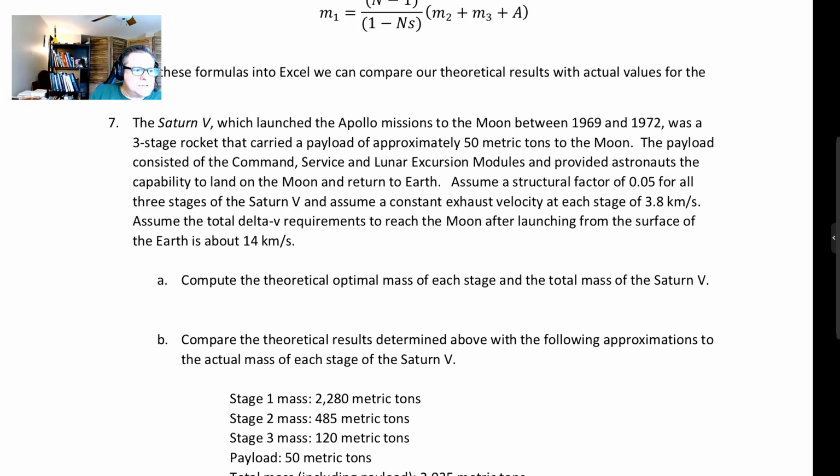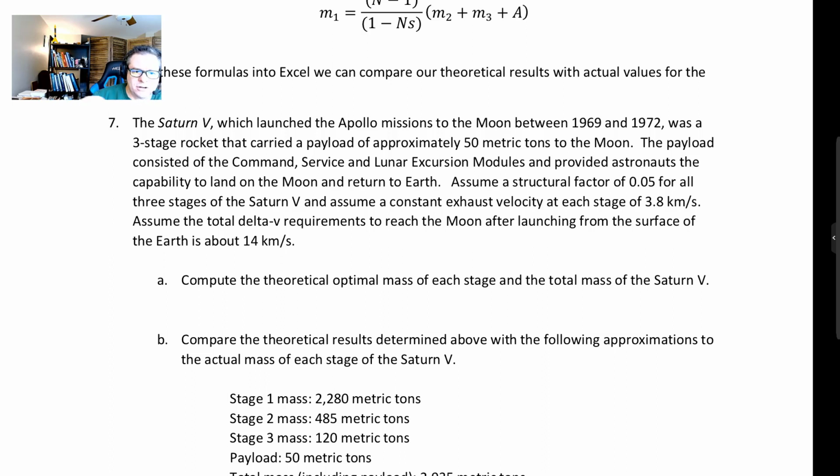with the Saturn V. The Saturn V launched the Apollo missions to the moon between 1969 and 1972, and it was a 3-stage rocket that carried a payload of approximately 50 metric tons to the moon. The payload consisted of the command, service, and lunar excursion modules, and it provided the astronauts the capability to land on the moon and return to Earth.